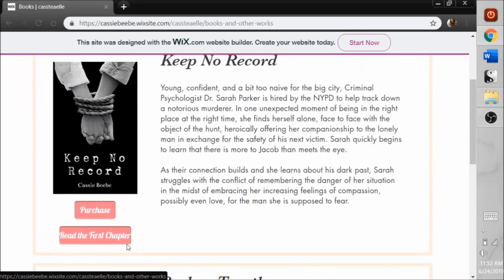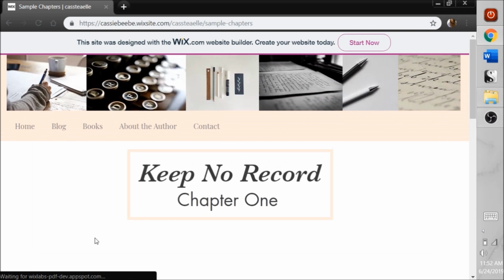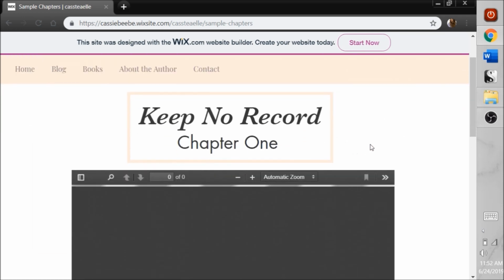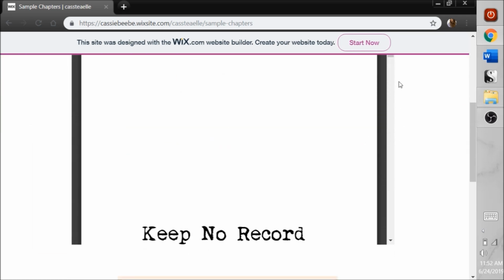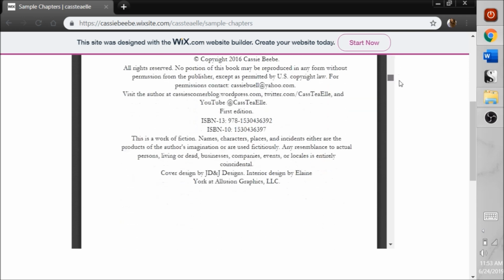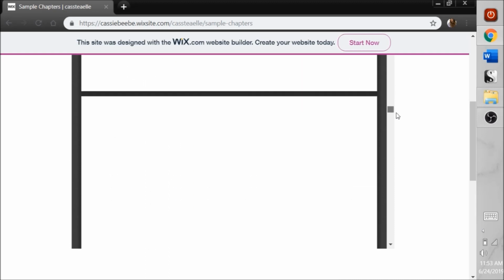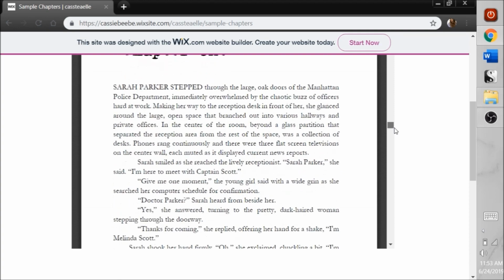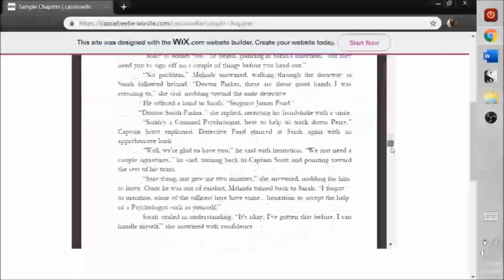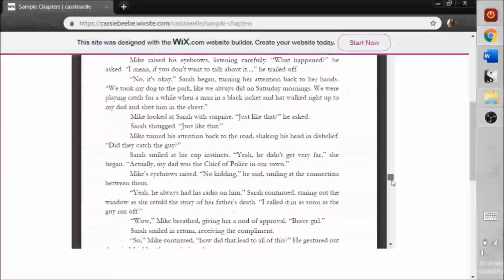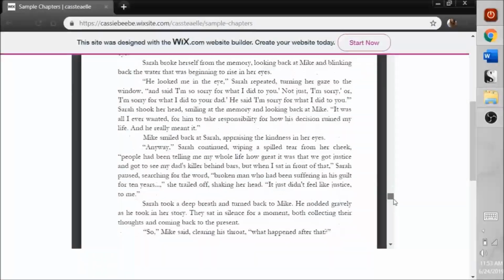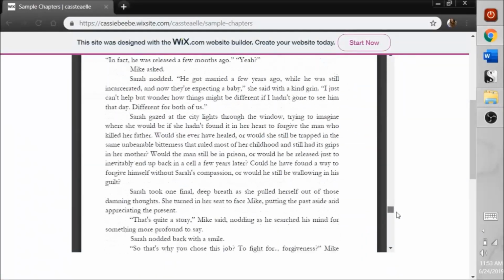But right here under the purchase button is a button that says read the first chapter. And if you click on that, it will take you to this page where you can read chapter 1 of Keep No Record for free, which is really fancy and exciting. So if you'd like to check out the first chapter of my book, if you haven't read it already, you can do that here. And then pretty soon, as I mentioned, there's going to be some exciting new things that newsletter subscribers will be the first to know about.